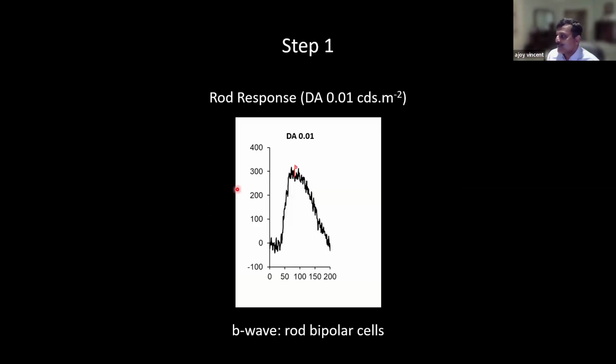The first step of the full field ERG is what we previously used to call a rod response. This is a very dim stimulus. It is 0.01 candela second per meter square. When we have that response, it is a dark adapted eye, and typically you only see the positive wave, which is called the B wave. And this B wave comes from the rod bipolar cells. Since the rods only have an on bipolar system, this B wave comes from the rod on bipolar cells.